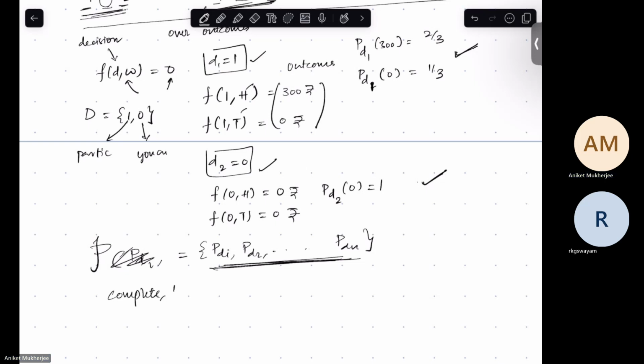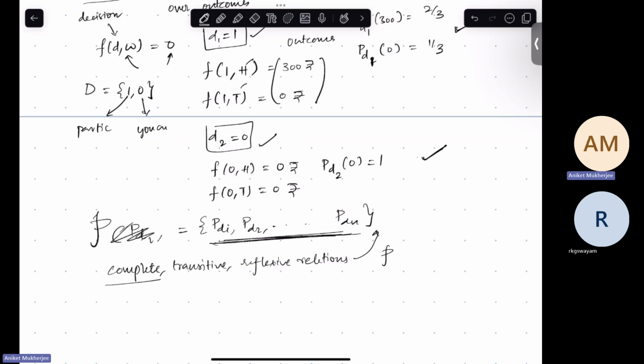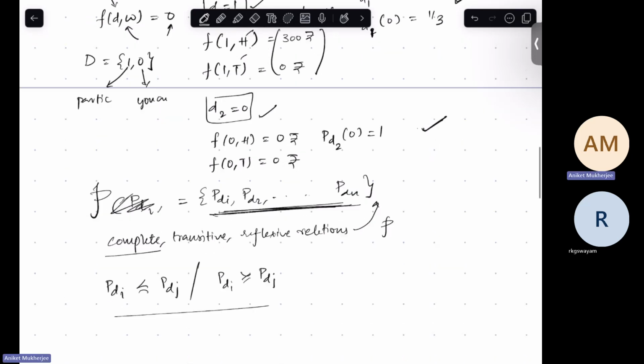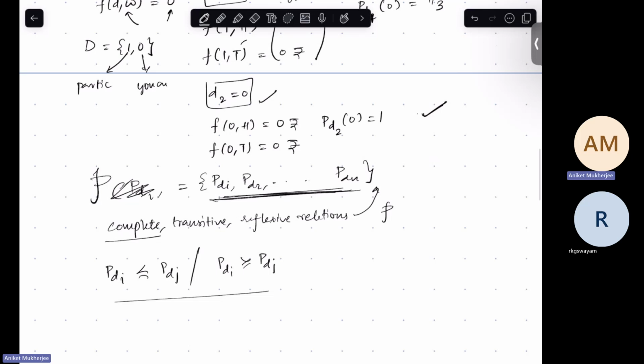transitive and reflexive relation over this set P. When I say complete, what I mean is, if you pick any 2 points from this set, suppose I pick PDI and PDJ, I can say whether this is less than or equal to, or this is greater than or equal to. At least one of these two would be true. Both can be true, but at least one of them would be true.